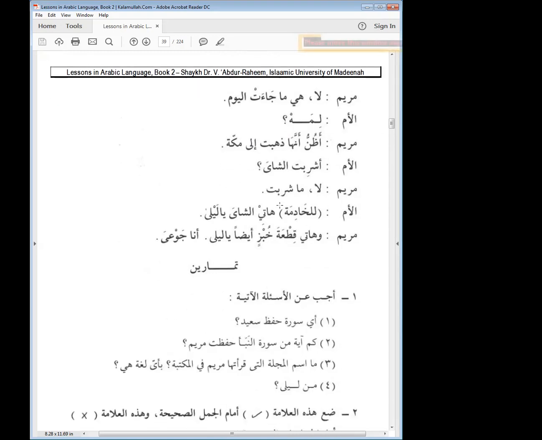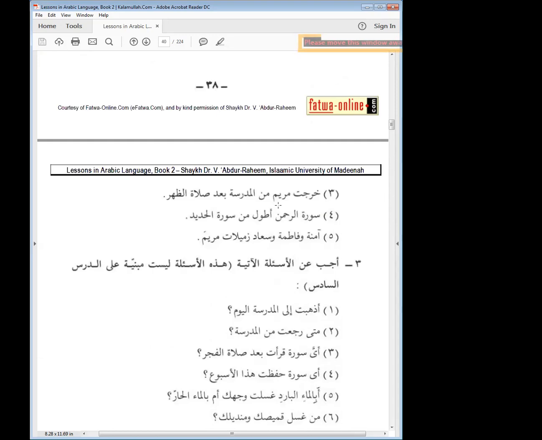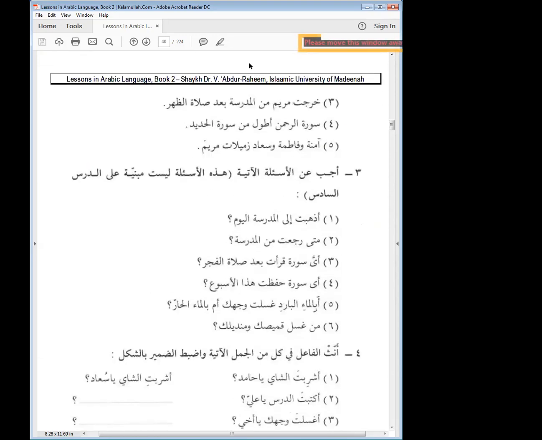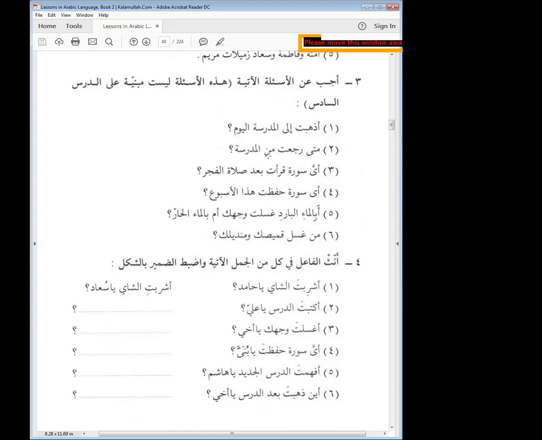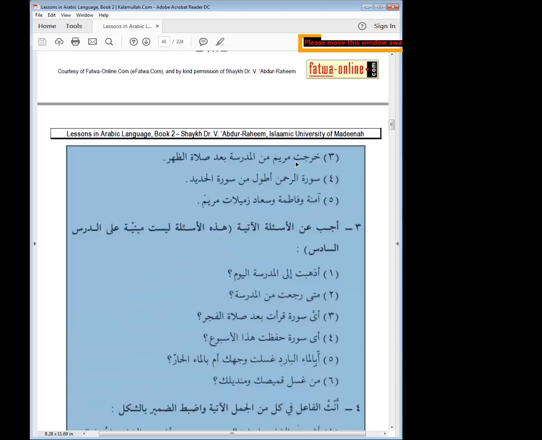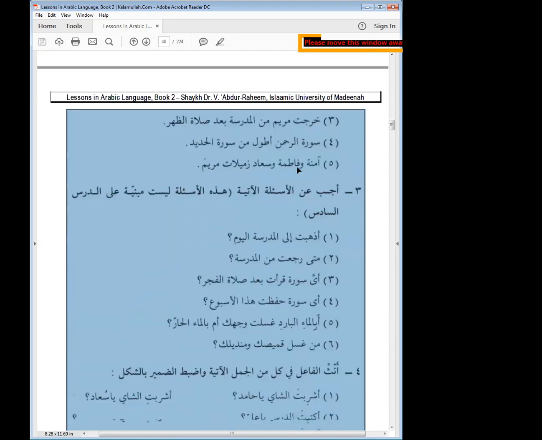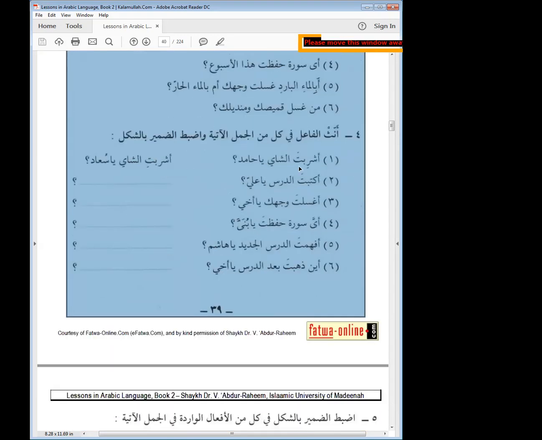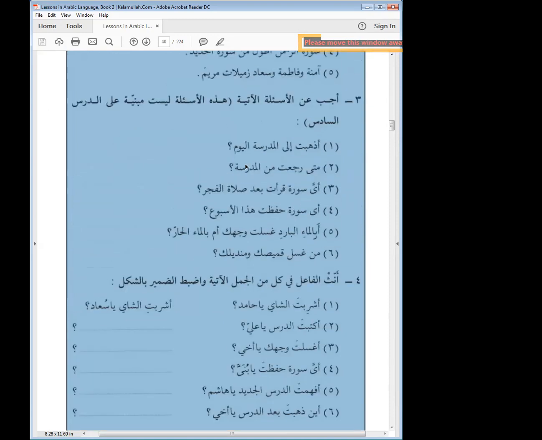Inshallah, we will see some practice of this in the exercises coming up. If there are no questions, we go to page 39, number 3.